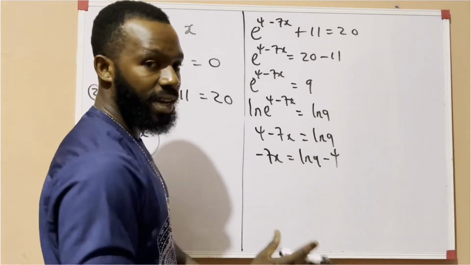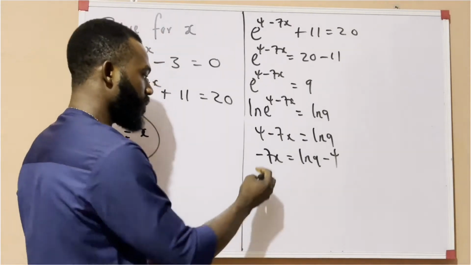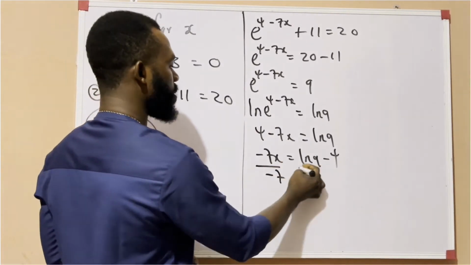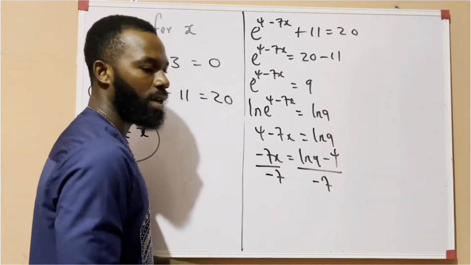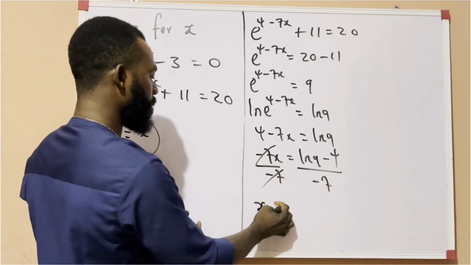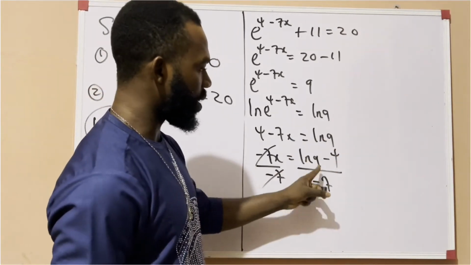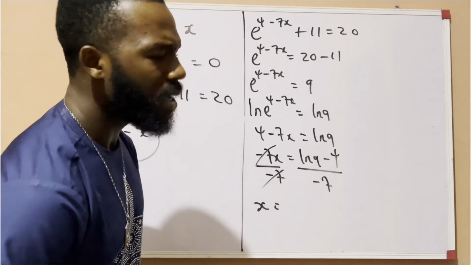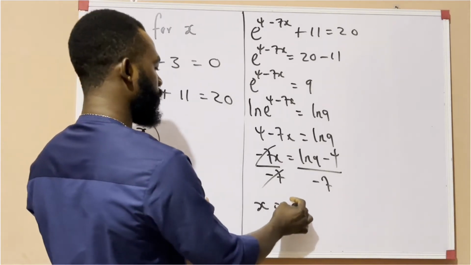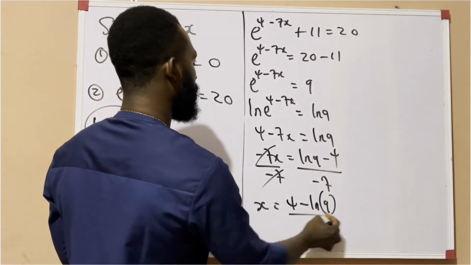So for us to make x the subject of the formula, we have to divide both sides of the equation by minus 7. Okay, so when minus 7 cancels out minus 7, we are going to be having x. And this expression, ln 9 minus 4 over minus 7, can also be written as 4 minus ln 9 all over a positive 7.